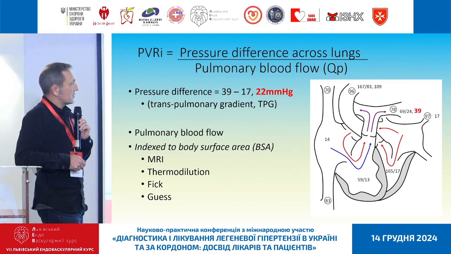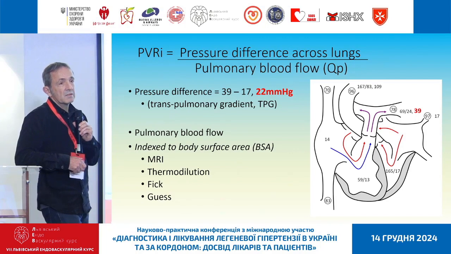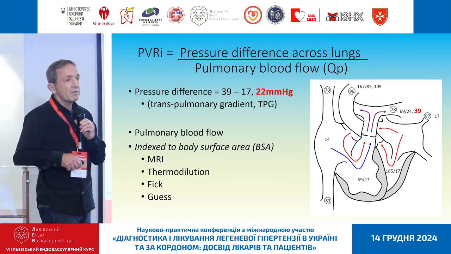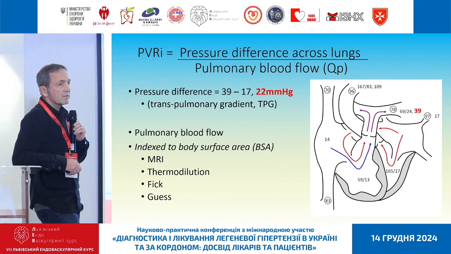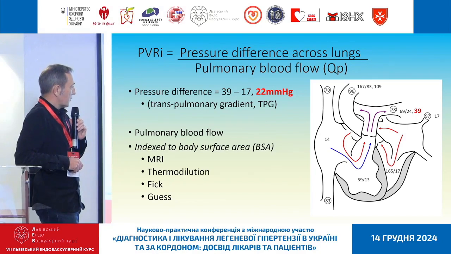And hers is 22 millimeters of mercury, which is high. To measure the resistance, you also need to know the pulmonary blood flow. And this is really quite difficult in a lot of patients to measure. There are 4 ways of measuring pulmonary blood flow. The most accurate way is MRI, which most places don't have. Only 2 units in the UK have it. I don't know whether anybody has it in Ukraine, but MRI measurement at the time of catheter is difficult.